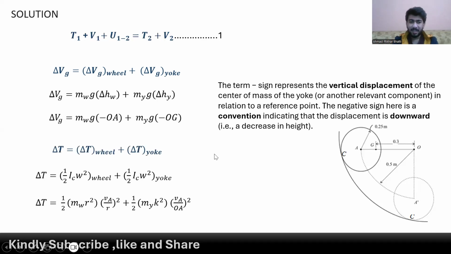And the kinetic energy is due to the kinetic energy of the wheel and yoke. As you see, both the yoke and wheel are performing a rotatory motion. So the kinetic energy for both wheel and yoke is 1 divided by 2 I w squared. For the wheel, the moment of inertia is m r squared, while for the yoke it is m k squared. And we have this w, that is the rotational velocity, so we can write this as translational velocity divided by R, because we have already discussed this in the previous lecture when we solved problem 1.